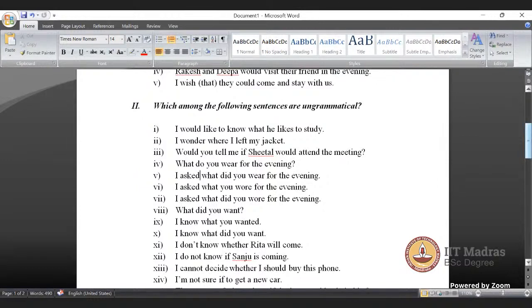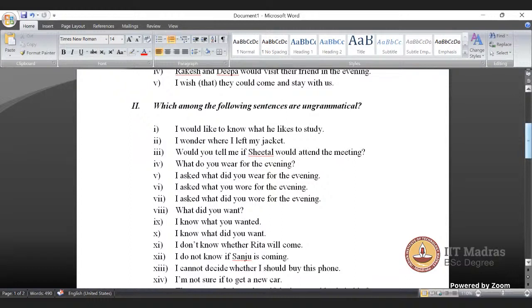I would like to know what he likes to study is a grammatical sentence. There's nothing wrong in that. And we also looked at embedding. Now, I wonder where I left my jacket. This is again an example of a question clause, right?